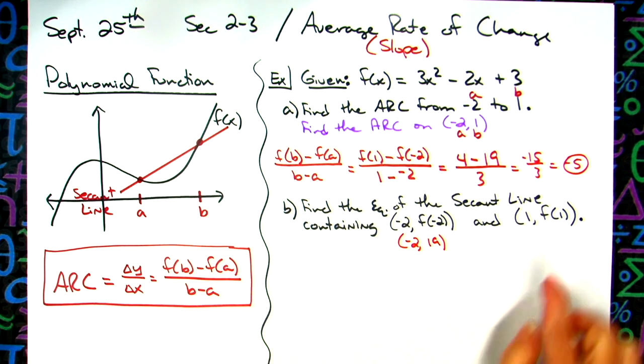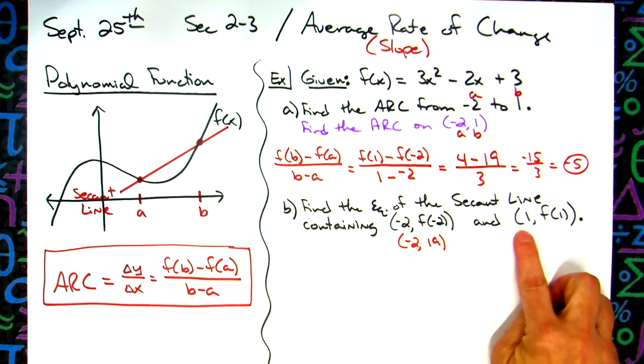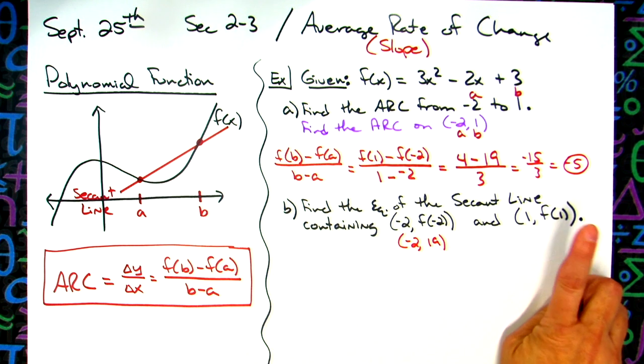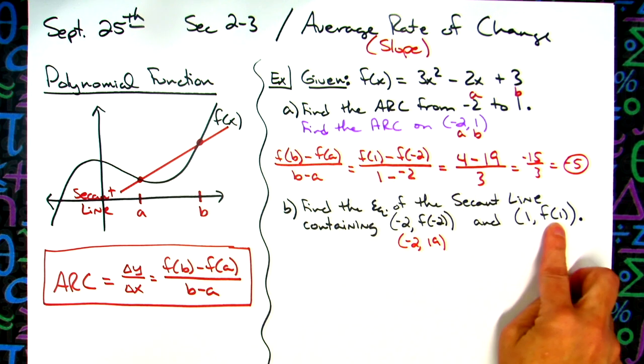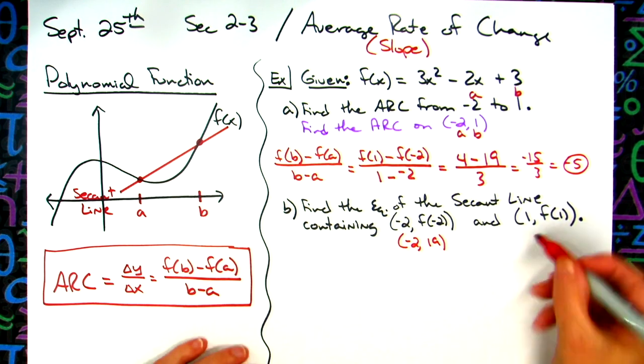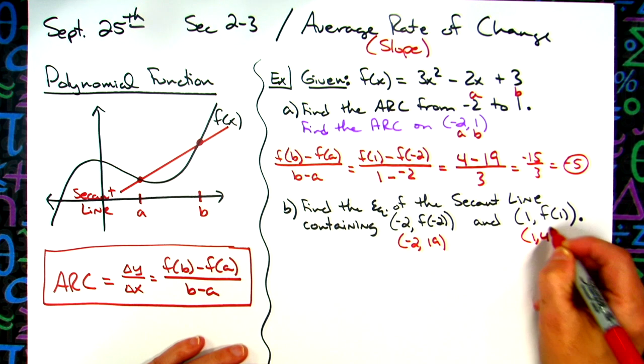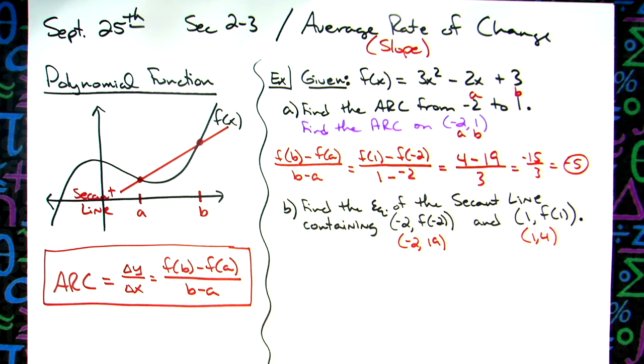All right, and then same thing here. Instead of just giving you 1 and then what the y value is, they want you to plug 1 into the function, but we already did that. And so we know that's 4. So really that right there is the point, 1, 4. Okay, now if I know the slope and at least 1 point, can I write an equation in point slope form? Okay, so that's what I would recommend.